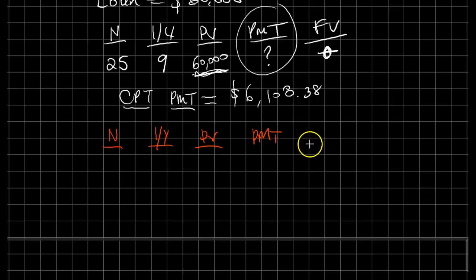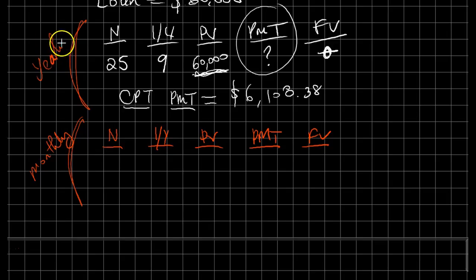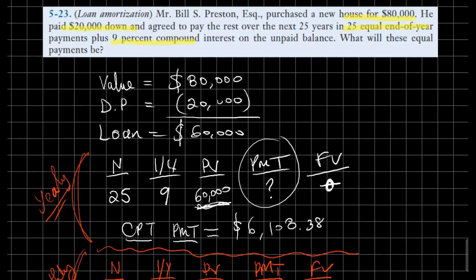So let me give you an alternative version of the problem, in which the payments are monthly payments, versus when we solved it previously, it was yearly payments, which I don't think is very realistic. So this is an alternate problem that I'm solving. If the problem specified, instead of 25 equal end of year payments, 25 times 12 months, 300 monthly payments. 300 months. This is the more realistic case, obviously.